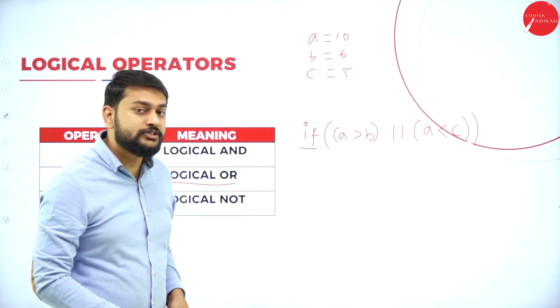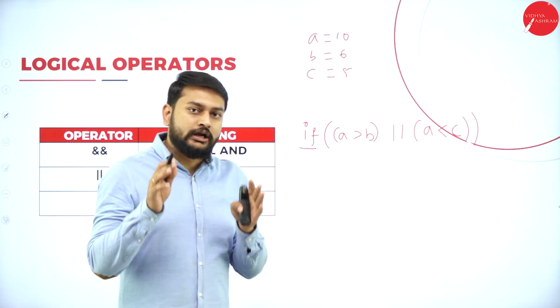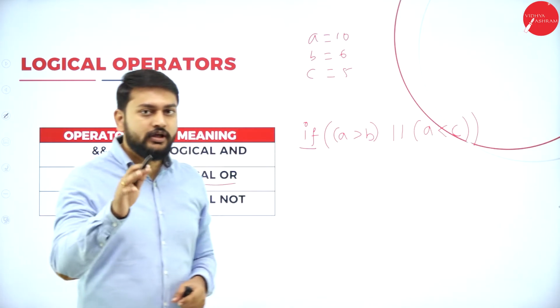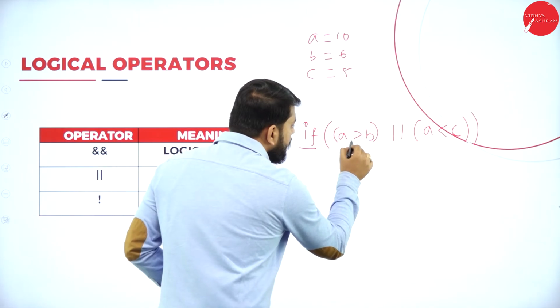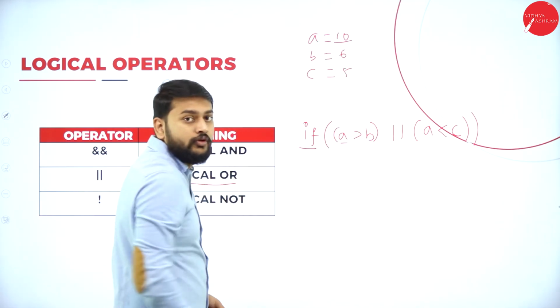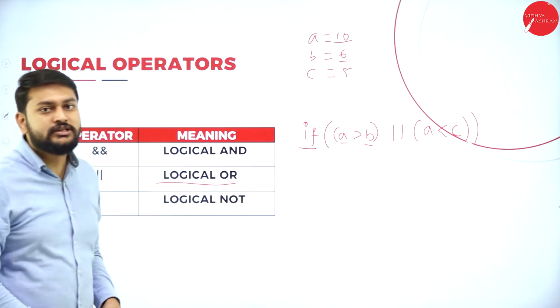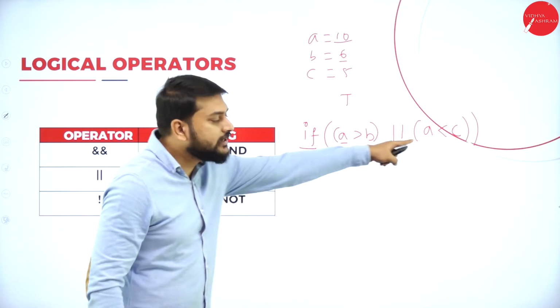Now, what happens if any one of the conditions is true? The entire result will be true. Let me check this one. A is 10 and B is 6. So 10 is greater than 6. True. It is correct. Then, what is the next thing that I have?